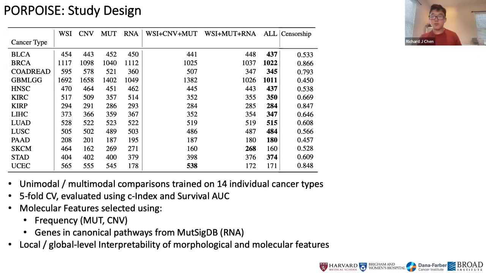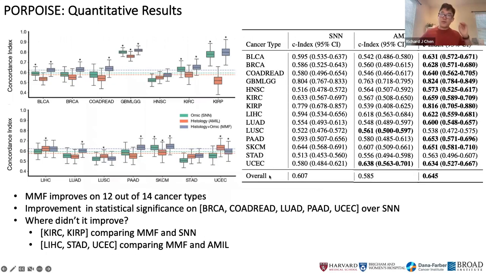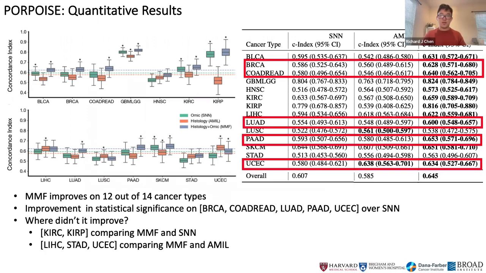Okay. This was the overall. I'll just jump to some of the overall results. What we found is that when we train our multimodal model with the comparable unimodal models of the same architecture, multimodal fusion improves on 12 out of the 14 cancer types, and we see statistical significance of multimodal fusion in 5 of the cancer types.